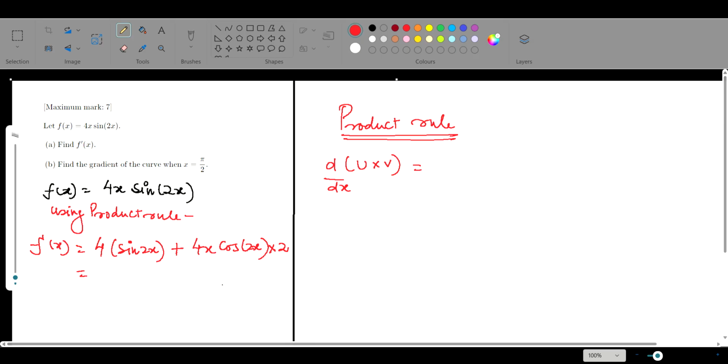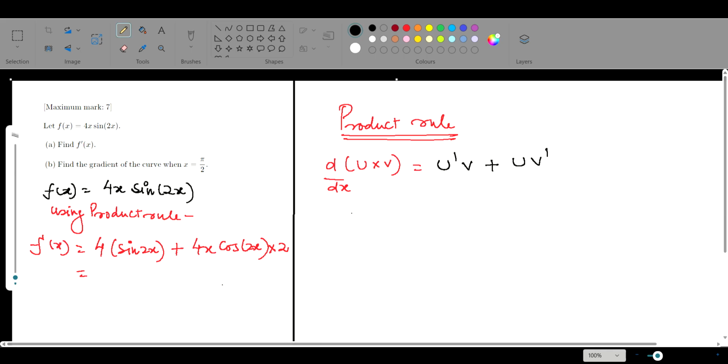So how do I differentiate this function which is in the form of u times v? Or you can say in dash form. Dash is the differentiation part, so you can say in the dash form. It will be u dash times v plus u times v dash, right?